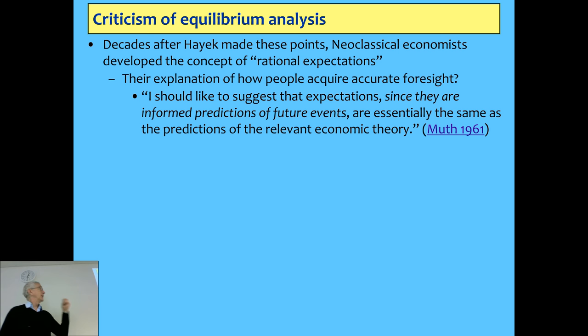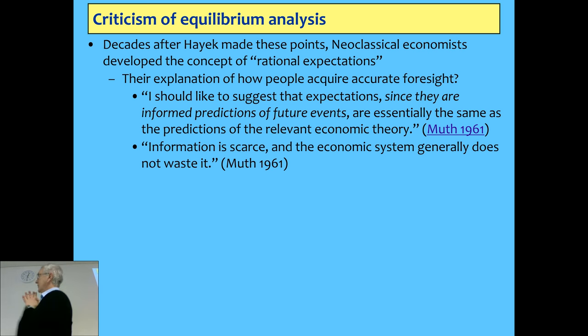Now, this is in the 1960s. What was called rational economic man became formalized by the neoclassicals. This is actually a paper trying to explain fluctuations in the prices of agricultural commodities. He said, I'd like to suggest that expectations, which are informed predictions of future events, not gambling, not speculation, not euphoria, not crowd sentiment, but informed predictions, are essentially the same as the predictions of the theory.